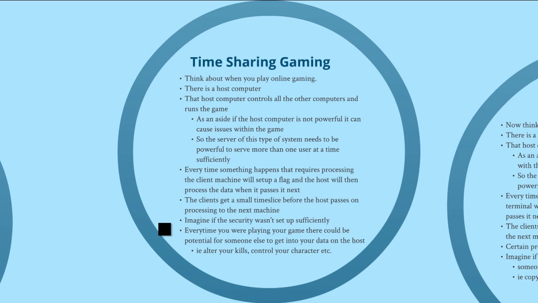So the server of this type of system needs to be powerful to serve more than one user at a time sufficiently. Every time something happens that requires processing, the client machine will set up a flag and the host will then process the data when it passes next. The clients get a small timescale before the host passes on processing to the next machine.